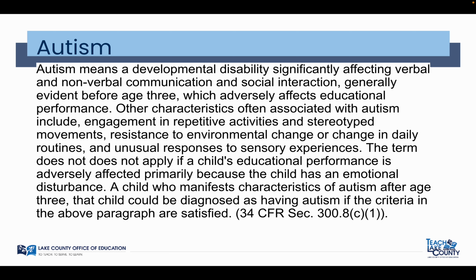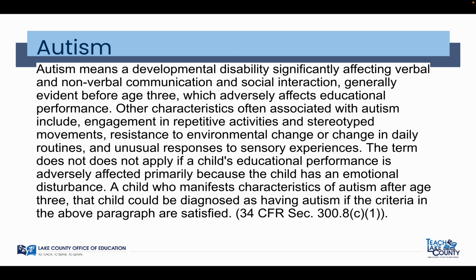Autism means a developmental disability significantly affecting verbal and nonverbal communication and social interaction, generally evident before age 3, which adversely affects educational performance. Other characteristics often associated with autism include engagement in repetitive activities and stereotyped movements, resistance to environmental change or change in daily routines, and unusual responses to sensory experiences. The term does not apply, that's a typo, if a child's educational performance is adversely affected primarily because the child has an emotional disturbance.